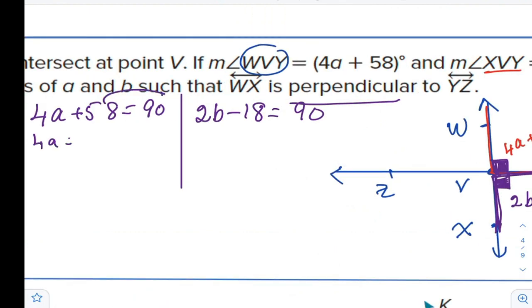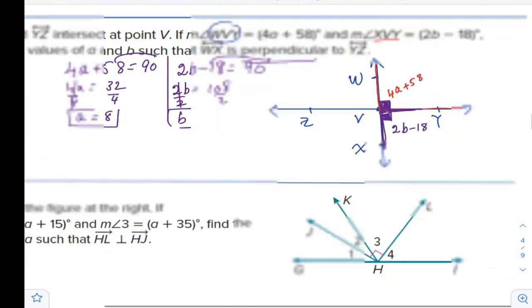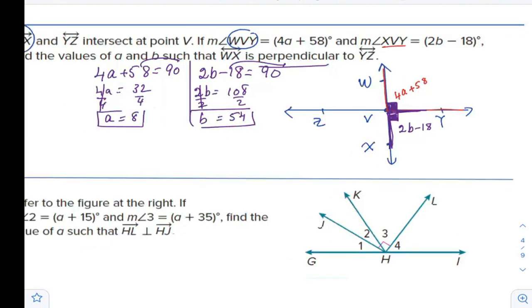So 4A is 90 minus 58, is 32. And when you divide, A is 8. Similarly here, 2B is 90 plus 18, which is 108. And when you divide by 2, B is 54. In this case, we found the two unknowns A and B. Clear?